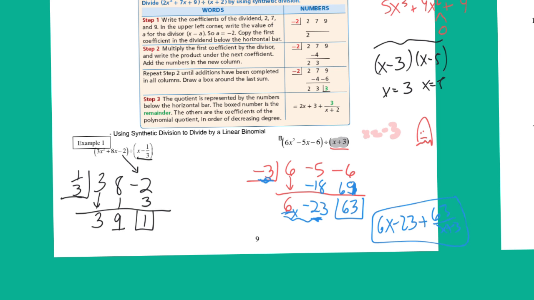The first term after the remainder is the constant. The next term is the x. The following term would be like an x squared. So your answer is 3x plus 9 plus 1 over x minus 1/3. That's your answer. I'm going to tell you one more thing.